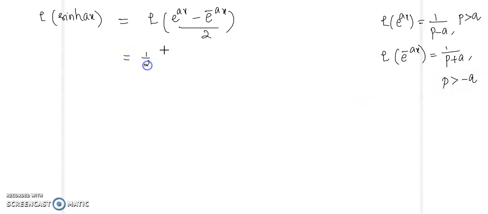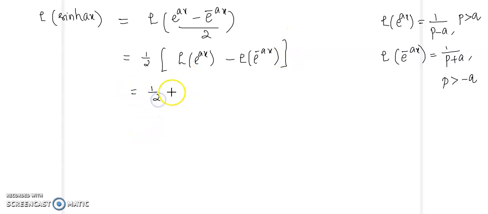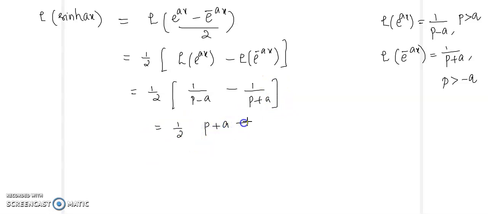So this will be equal to 1 by 2 [L of e raised to ax minus L of e raised to minus ax]. Now giving the values of the Laplace transform, you will get 1 by p minus a minus 1 by p plus a. So that is equal to 1 by 2 [(p plus a minus p plus a) by (p square minus a square)]. The numerator will be 2a. So that will give you a by p square minus a square.